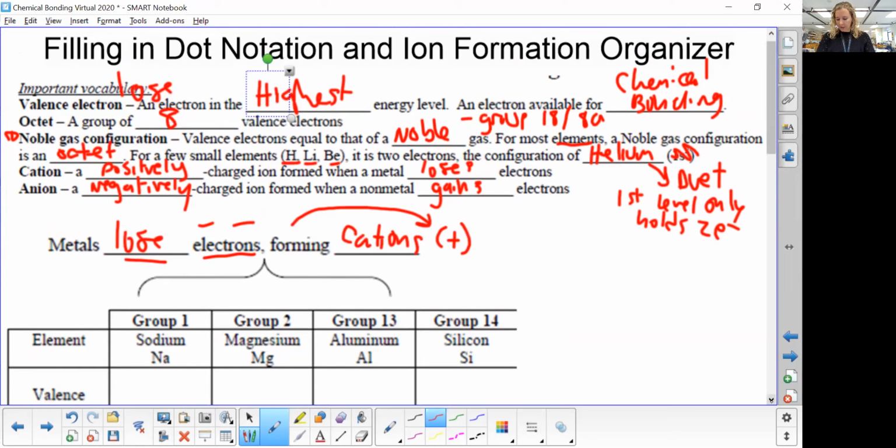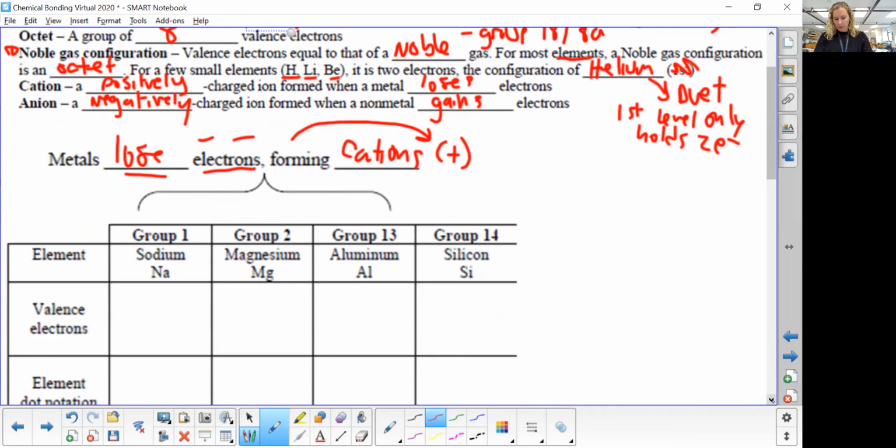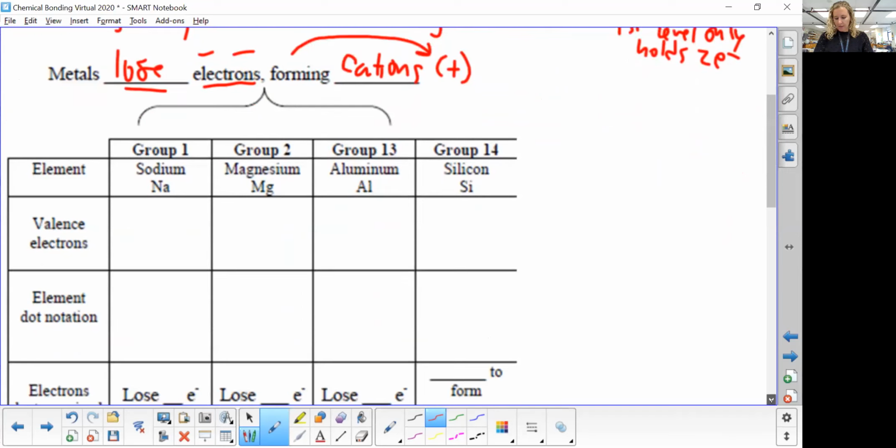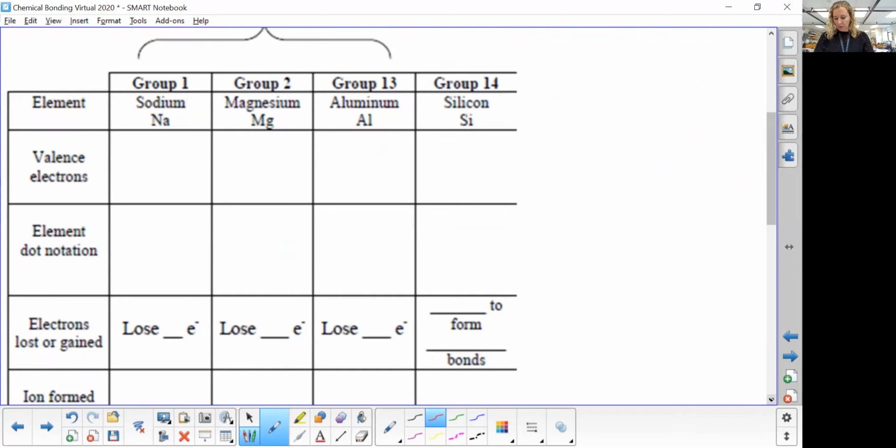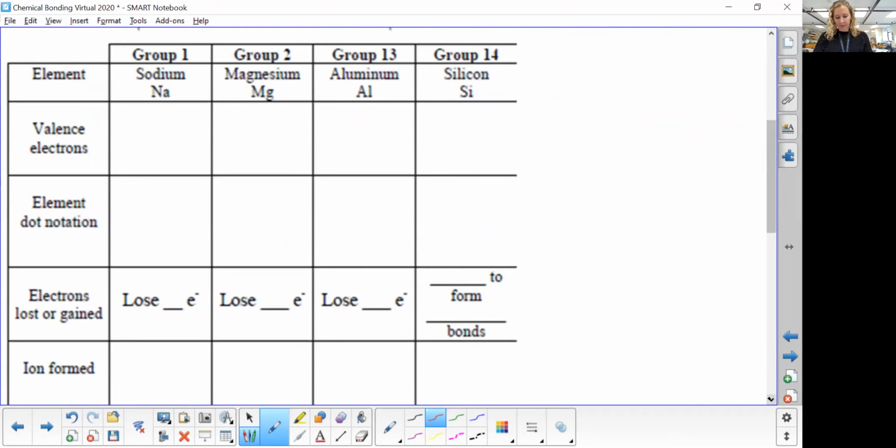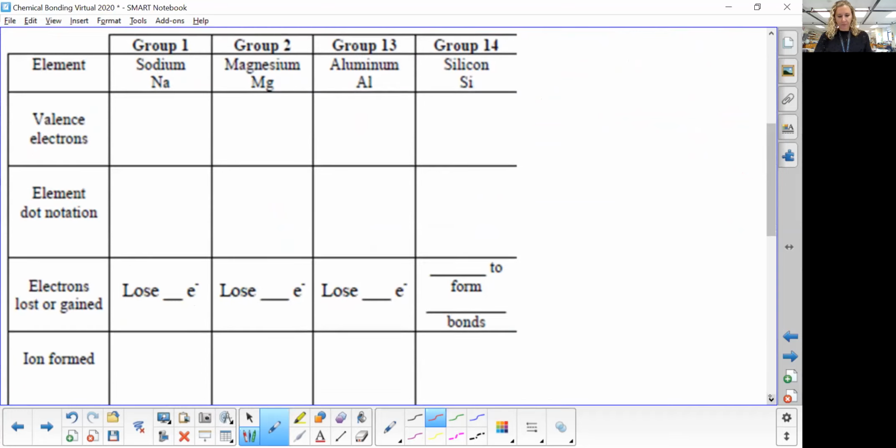So let's take a look here at the metal portion of our periodic table. So group 1. Everything in group 1 has 1 valence electron, and is going to have that 1 dot notation. So you have sodium with 1 valence electron, and everything wants to be like the nearest noble gas. So sodium really wants to just get rid of that 1 valence electron.